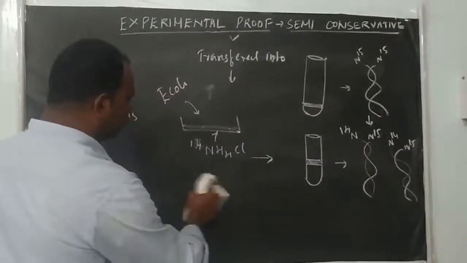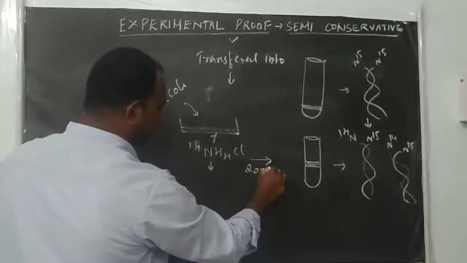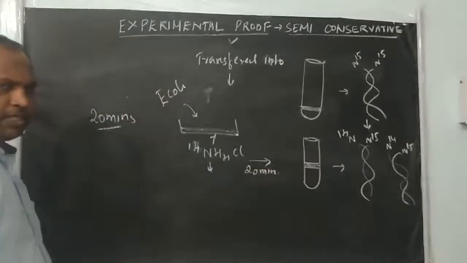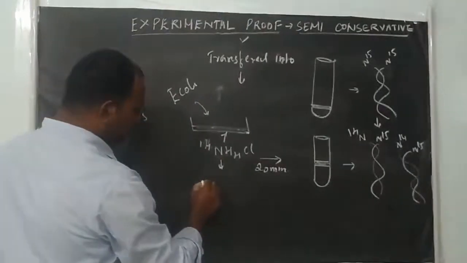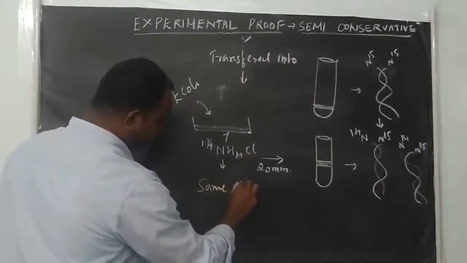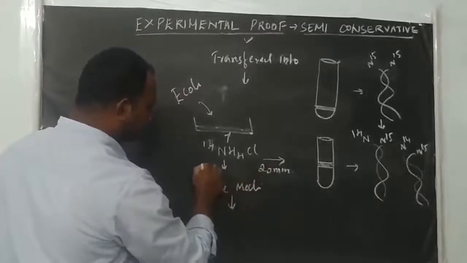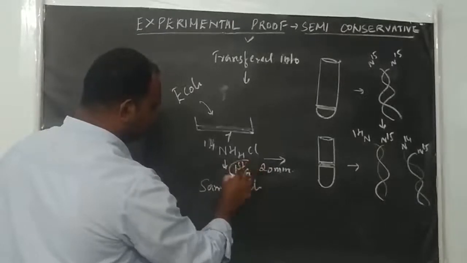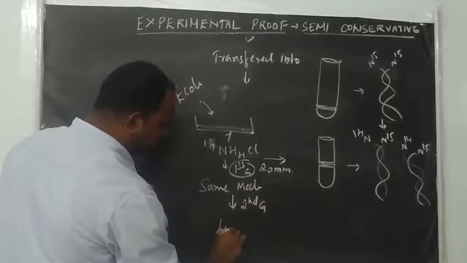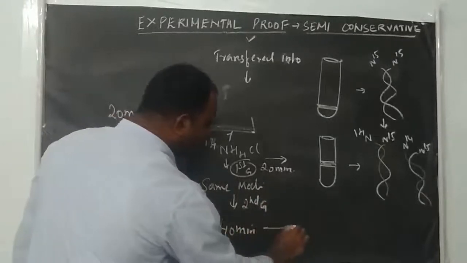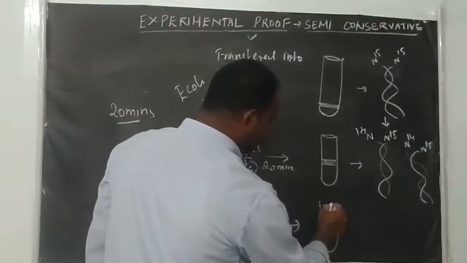You see, the first 20 minutes are completed. After 20 minutes we isolate the DNA, and the DNA is subjected to cesium chloride density gradient. Again in the same media, they allowed the bacteria to complete a second generation. So this is the first generation and the second generation, exactly after 40 minutes. After 40 minutes, the DNA is isolated and subjected to cesium chloride density gradient centrifugation.